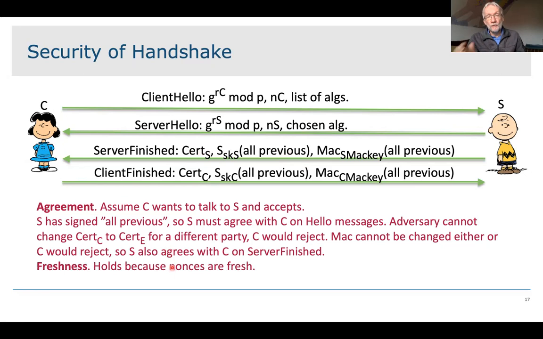The freshness is really simple. It simply holds because nonces are fresh, and they go into what is used for generating the keys. So as long as C knows that I choose my nonce, so it's fresh, then you also know the keys are fresh. Okay, so that's sort of on a somewhat loose intuitive level why the TLS handshake is secure.